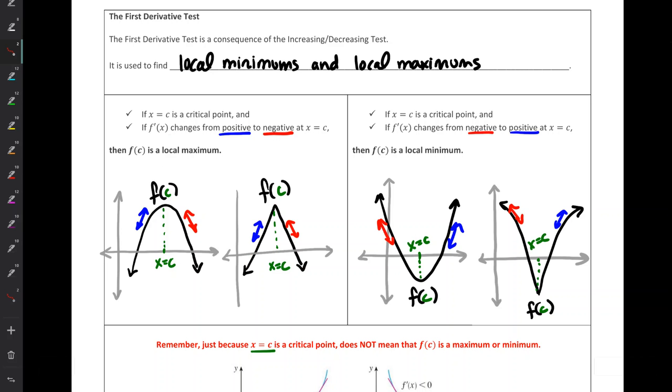If we switch it around and my derivative is changing from negative to positive, in other words, my function is changing from decreasing to increasing, then we've got a min. And here's just another illustration. This is still a minimum value. The derivative doesn't exist at x equals c because of that corner. C is still a critical point. Okay? So let's now tweak this a little bit.